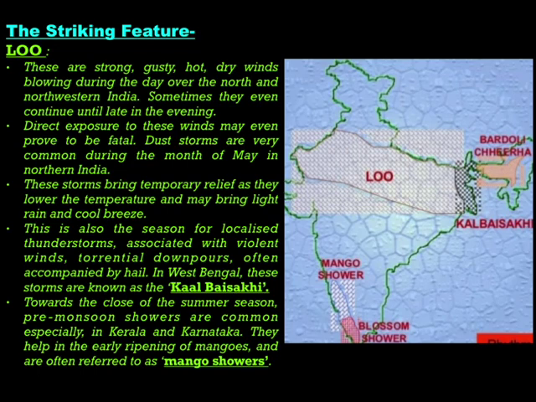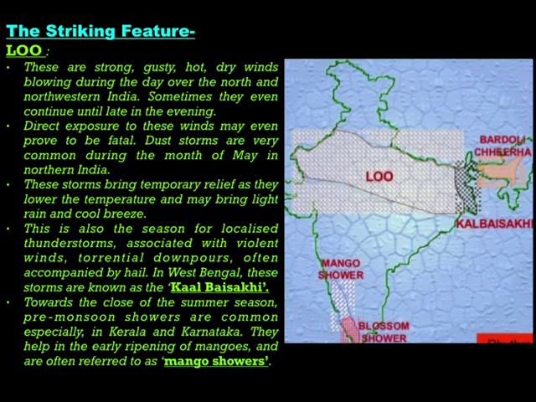The striking feature of the summer season is Lu. These are strong, gusty, hot, dry winds blowing during the day over north and northwestern India. Sometimes they even continue until the late evening. Direct exposure to these winds may even prove to be fatal. Dust storms are very common during the month of May in northern India.